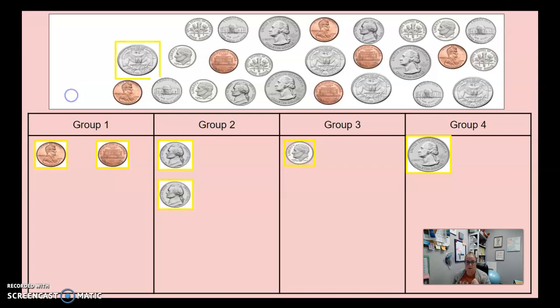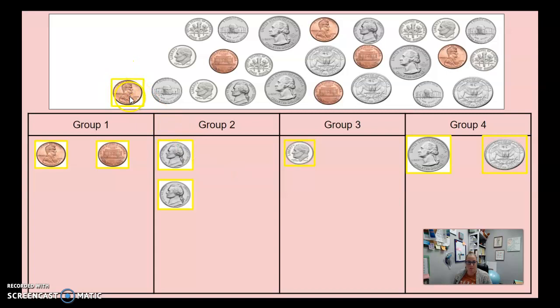All right, what about this one? This one's a tail side, and it has the eagle on it. Do you remember which one goes with the eagle? That's right, it's the quarter, so it's going to come way over here to group 4.